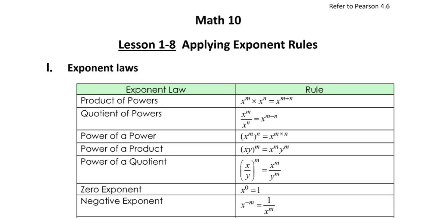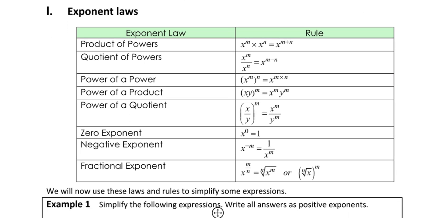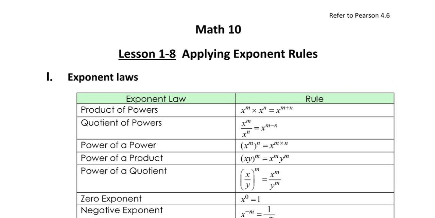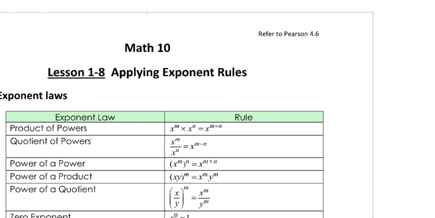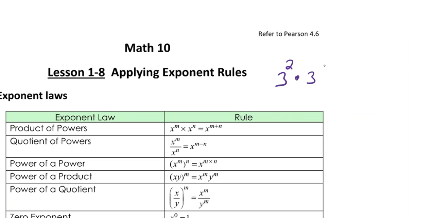All right, lesson 1.8, applying exponent rules. So, you guys have actually done some of these exponent rules in Math 9. Do you remember, let's say, if you had 3 to the power of 2 times 3 to the power of 4, that would be 3 to the power of what? 6. Good, you guys remember that.